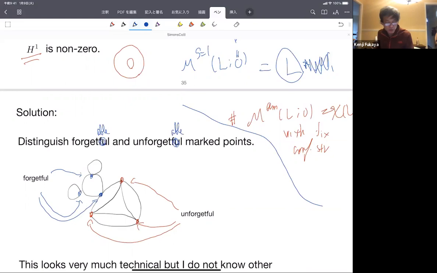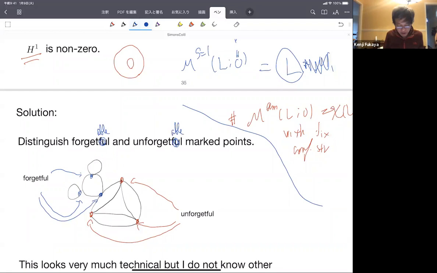Unforgettable marked points are more symmetric, like cyclically symmetric. And a forgettable marked point is forgettable: it is compatible with forgetting the forgettable marked points. And this is a very technical solution, but I don't have any other solution now. So there is the following thing.